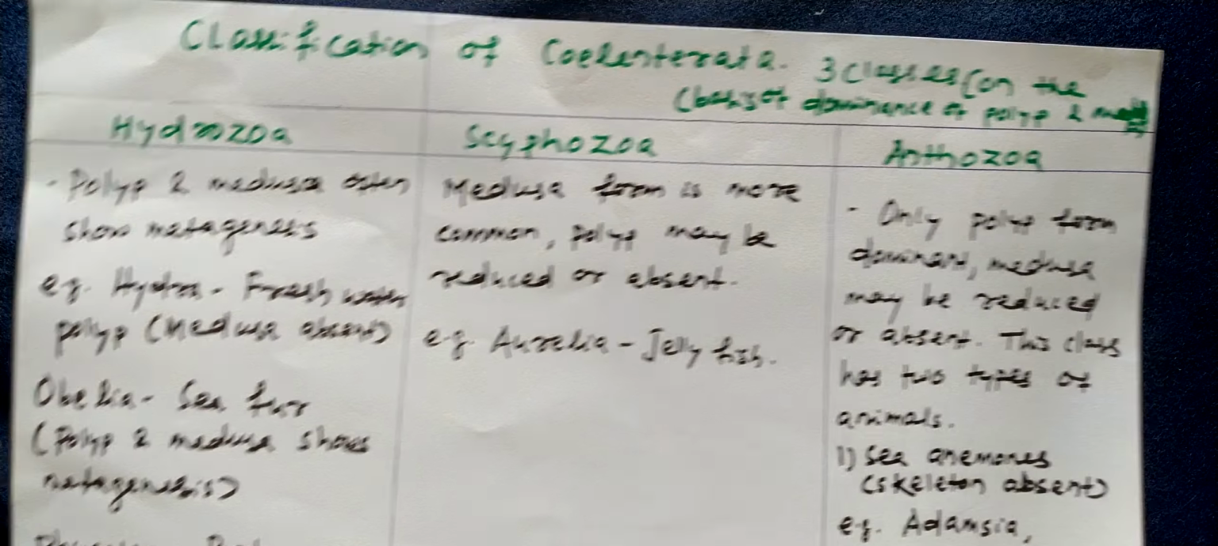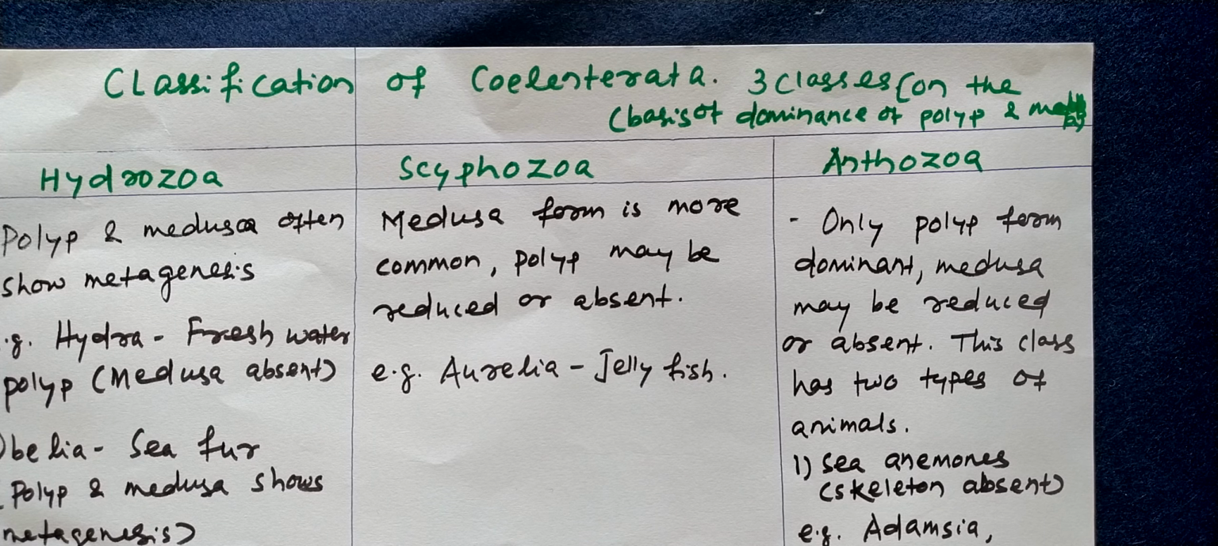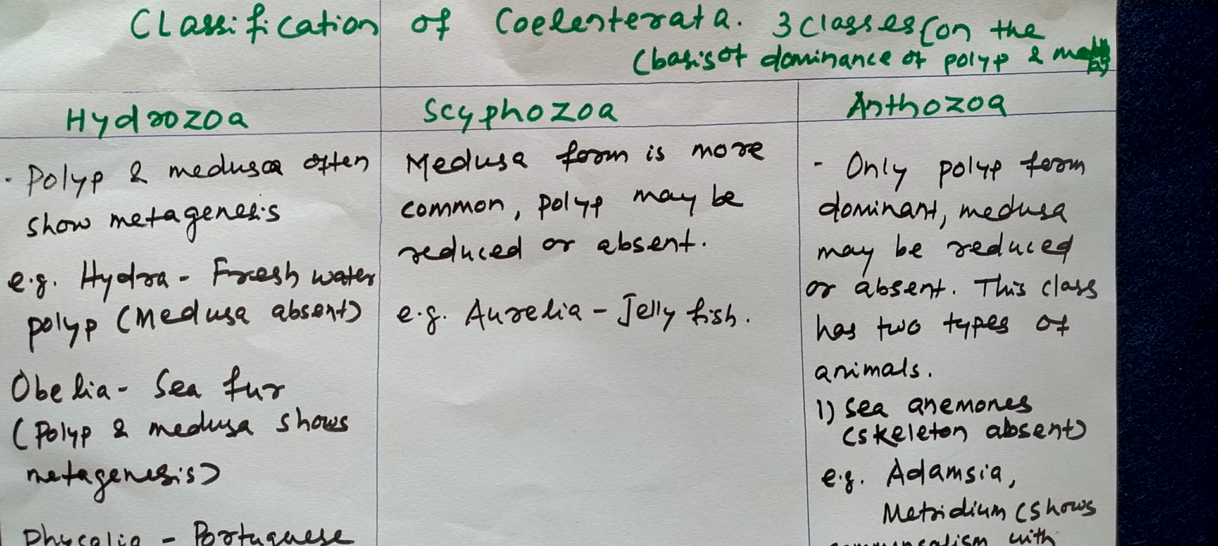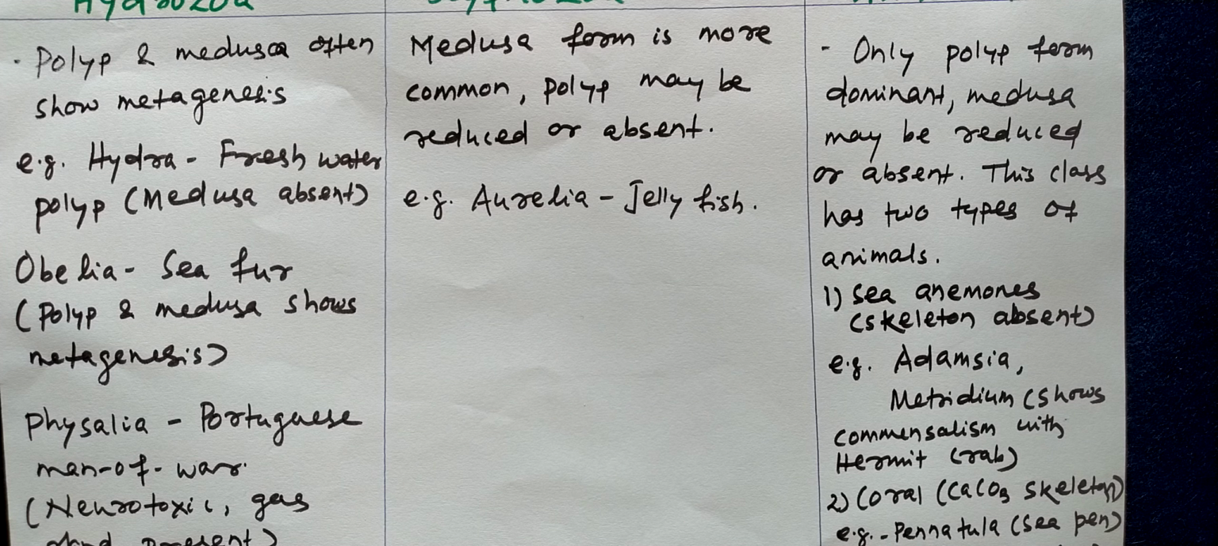Next we will see the classification of phylum Coelenterata. It has three classes. On the basis of the dominance of polyp and medusa, phylum Coelenterata or Cnidaria is classified into three classes: Hydrozoa, Scyphozoa and Anthozoa. In Hydrozoa, polyp and medusa often show metagenesis. Hydra, a freshwater polyp, in this case medusa is absent. Obelia, commonly known as sea fur, in this case polyp and medusa show metagenesis.